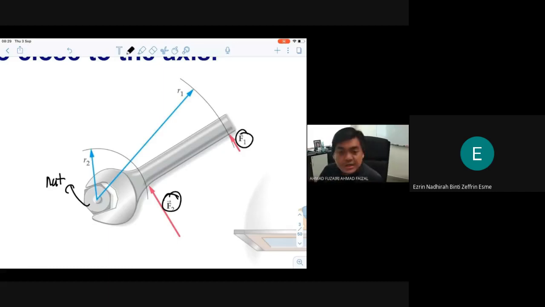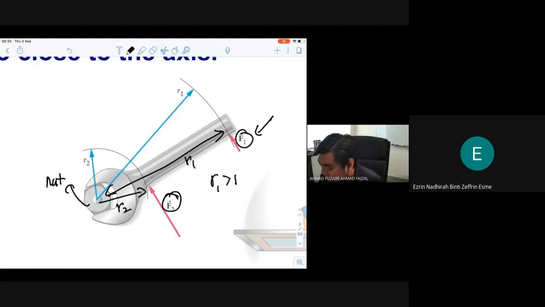Definitely we will hold this, what we call a spanner, at F1. Why don't we hold this at F2? That must be because of the difference between the lengths R1 and R2, because the length from F1 to the nut is called R1, and the length from the force to the nut is actually R2. So you can see that R1 is greater than R2.